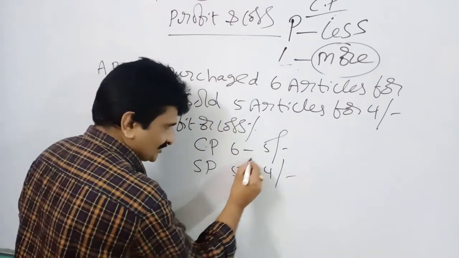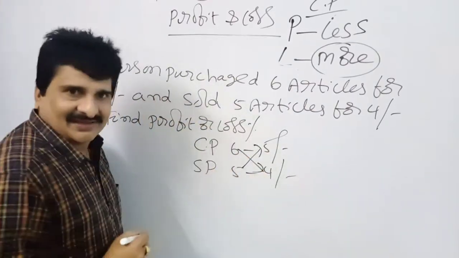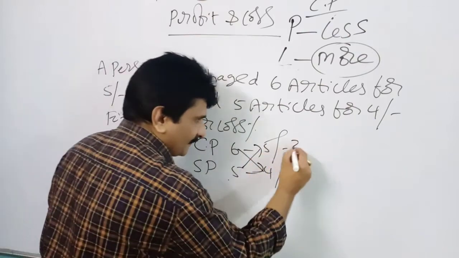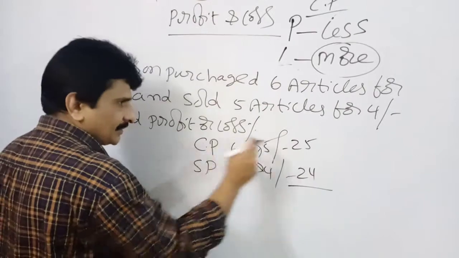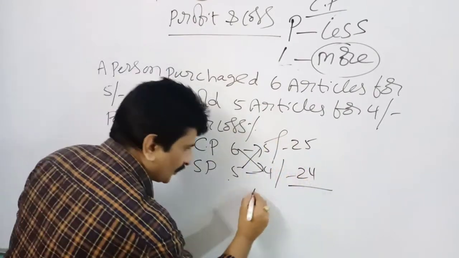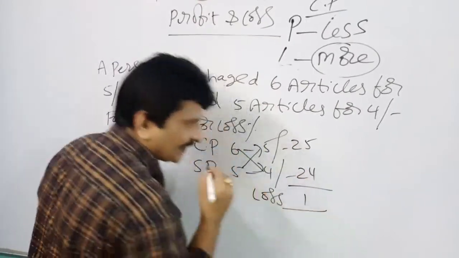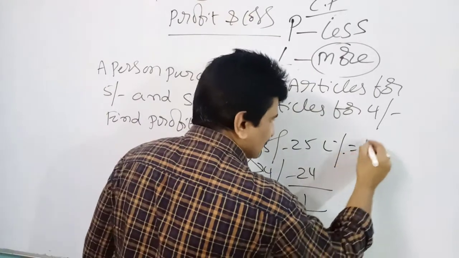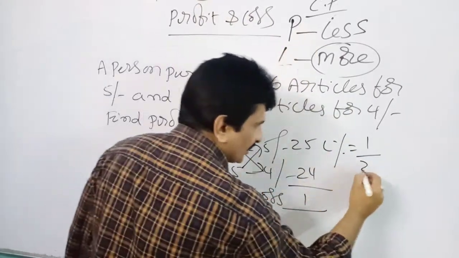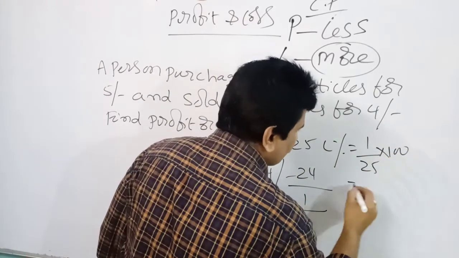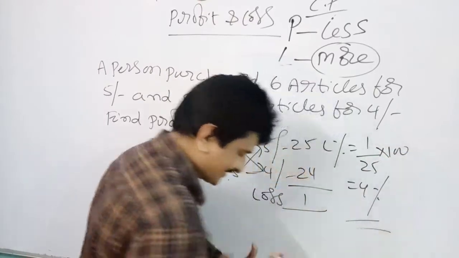What is the shortcut? You just cross multiply them. 5 5s are 25. 6 4s are 24. So that means CP is 25, SP is 24. So there will be a loss of 1. But we have to find the loss percentage. Loss percentage is to be calculated on CP. CP is how much? 25. So 1 by 25 into 100. So the answer is 4%. That's all.